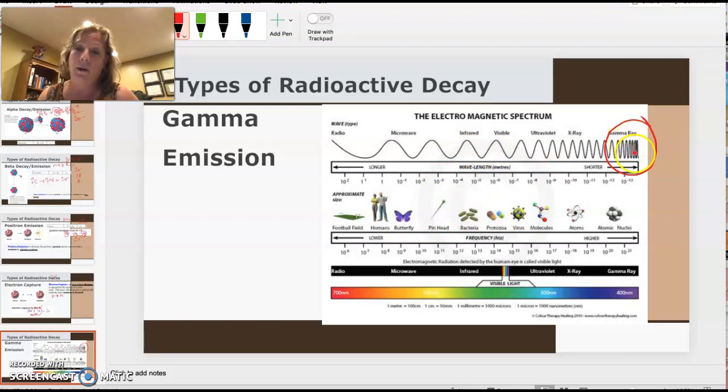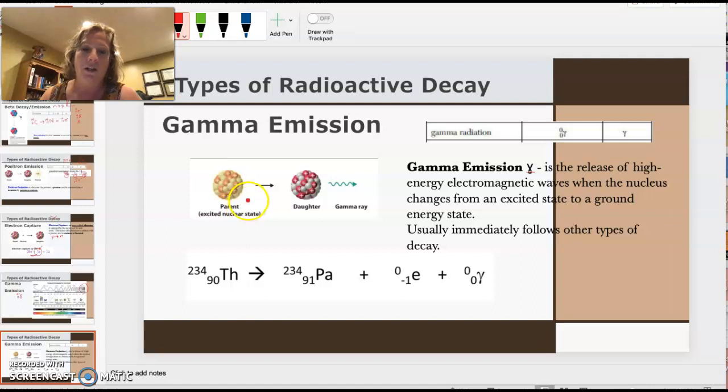You can't see it. It's super high frequency, high energy. That's why it can cause problems, because it can get into our cells, into our DNA and actually disrupt it and cause cancers and things. The gamma particle is shown with the Greek letter gamma, and sometimes you put a 0 and a 0, just because it has 0 mass and 0 charge. Normally it will accompany a beta decay or an alpha decay, and then almost immediately after, you'll get the gamma.